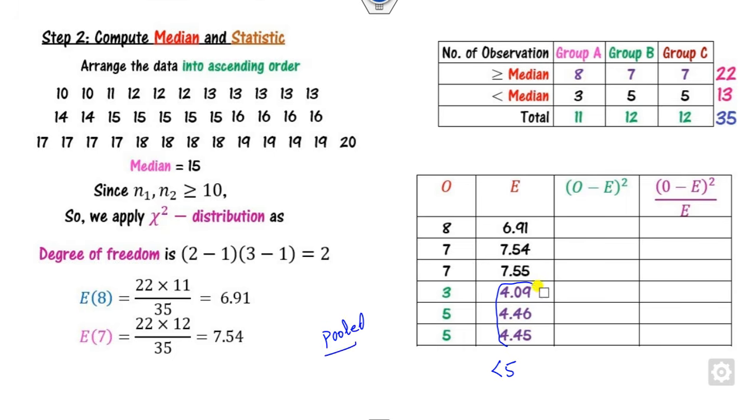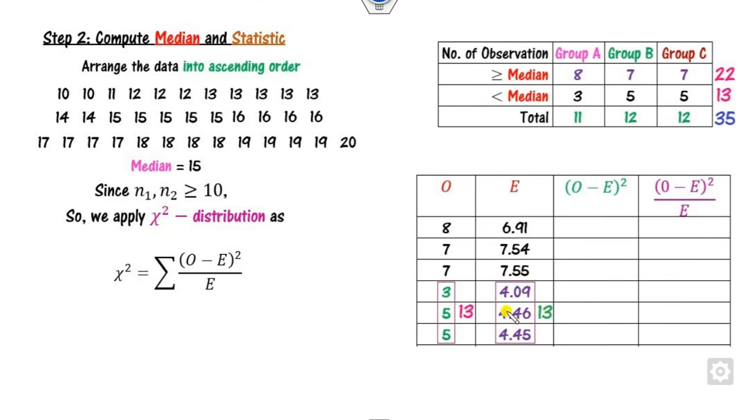What is the meaning of pooling? You have to combine the values until all the values are greater than 5. If you combine these two values, can their sum be greater than 5? Yes, but still this value is less than 5. It means you have to combine all these three values. Now, since this value is greater than 5, you can find this value.